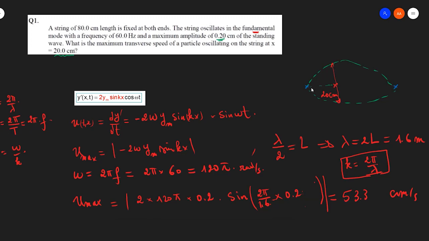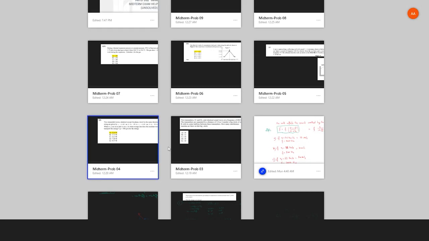Here be careful. The system is oscillating in the fundamental. In the fundamental, you can deduce from that lambda over 2 is equal to L. The shape of the fundamental is this one. If it is a second harmonic, you should know what is the shape of the second harmonic. Okay, we are a little bit late. Just 2 minutes, no problem, that's fine.